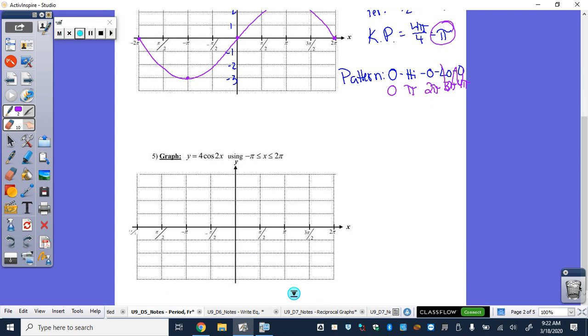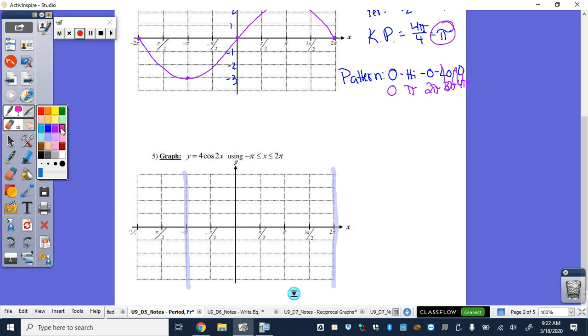Let's try another one. We are going with cosine this time. They want us to graph from negative pi to 2 pi. So I highlight those two values so you know we're going to stop at negative pi, but we're going to go all the way up to 2 pi.